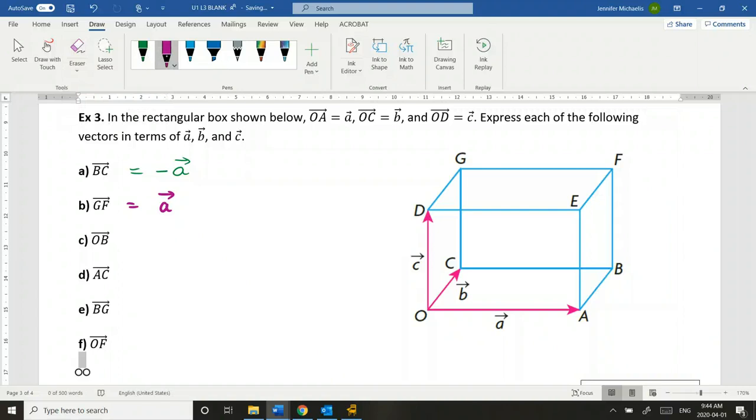Okay, OB. So this is actually going to be the sum of two vectors. It's going to be the sum of OA and the vector that is equivalent to OC, so AB. So if this is vector A and this is vector B, this must be equal to A plus B.